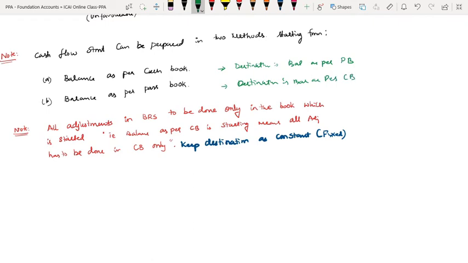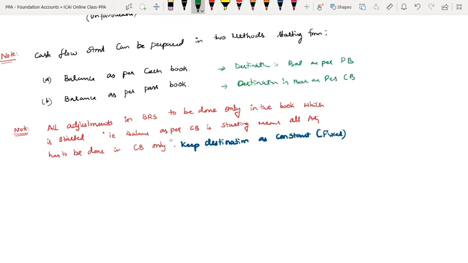Correct? So in whichever book you start, only in that book you can adjust. That means plus or minus you have to do in that book itself, because your destination is the other book where we can't adjust. So keep in mind, if you start in a cash book, the destination is a passbook. Therefore, in order to reach the passbook balance, you have to do all your fluctuations, so that you explain the passbook balance. In the book in which you are starting, only there can you do the plus or minus.